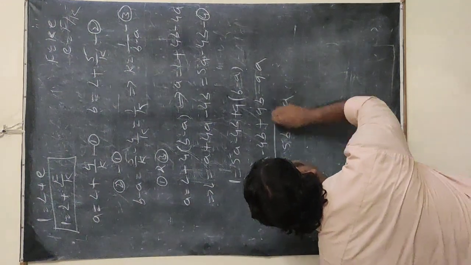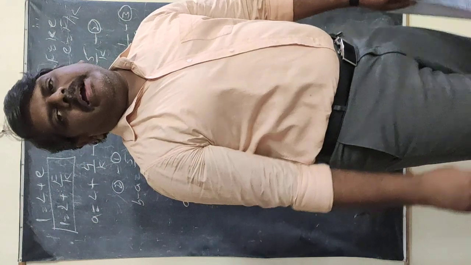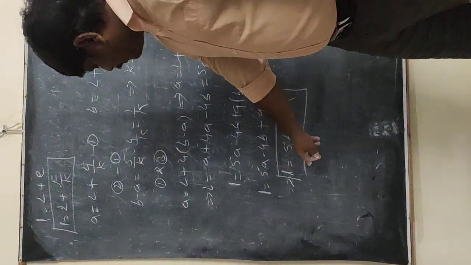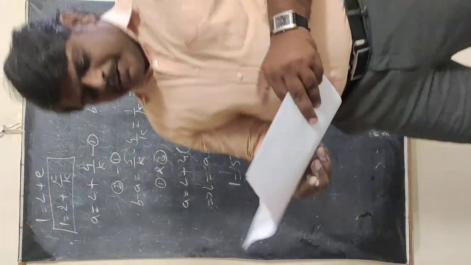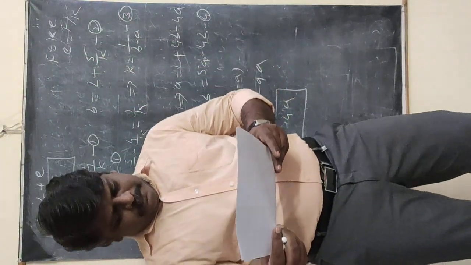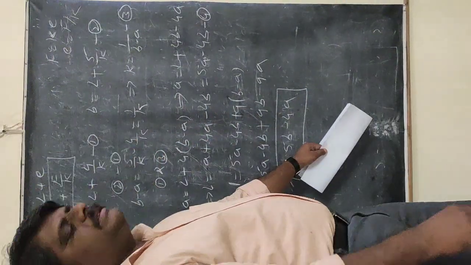So this is the final length of the wire when the 9 newtons force is applied here. L is equal to 5B minus 4A. So which option is correct here? 5B minus 4A, so the second option is correct here.